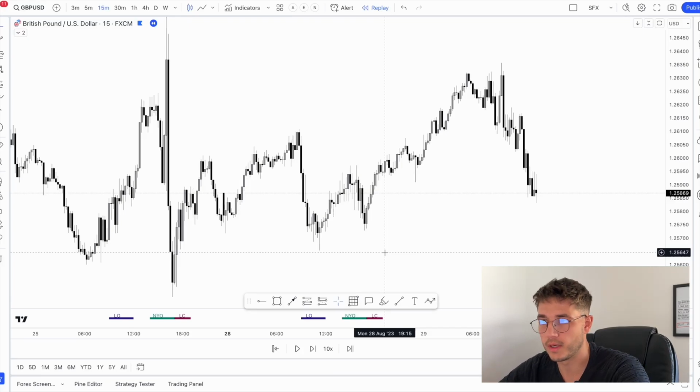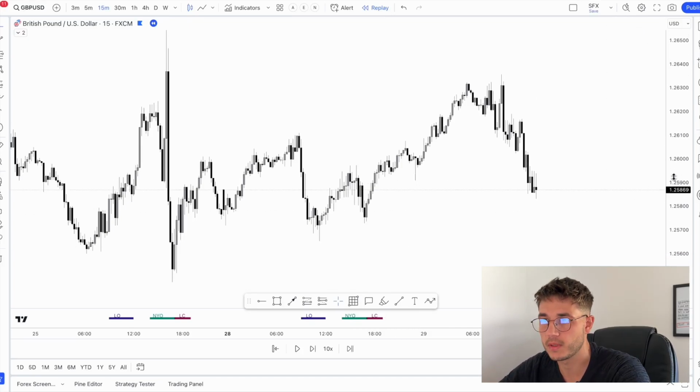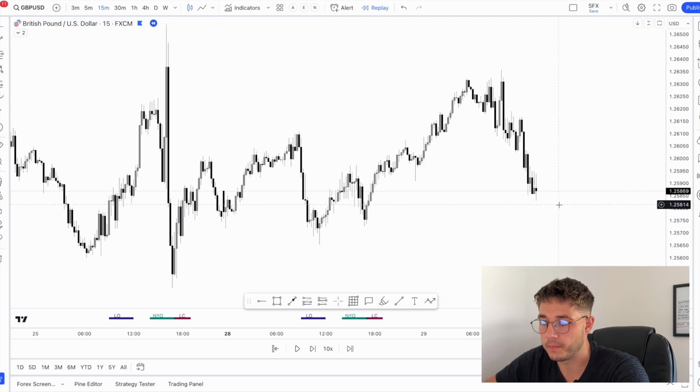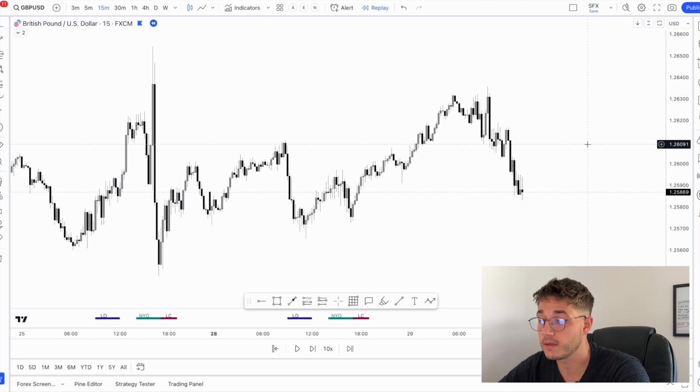Hi everyone, just a quick explanation of the GBPUSD trade that happened on the 29th of August, so it's kind of a week ago. It's a very simple approach that I use, a very simple method and a very simple analysis. So I'm going to break down the whole analysis.